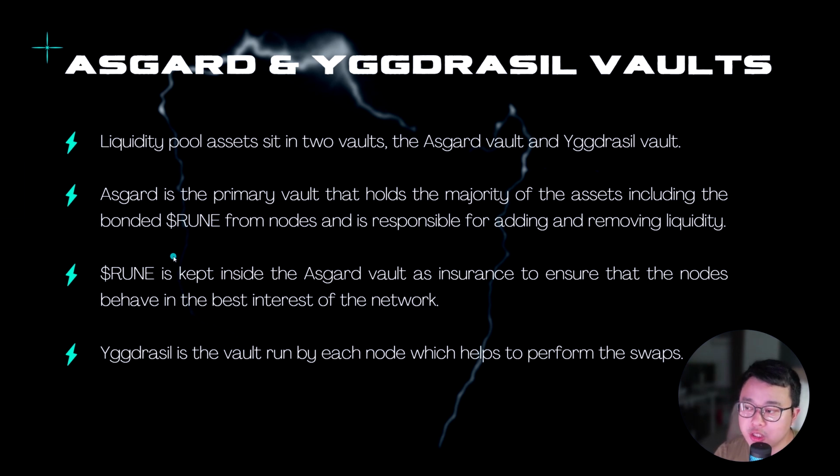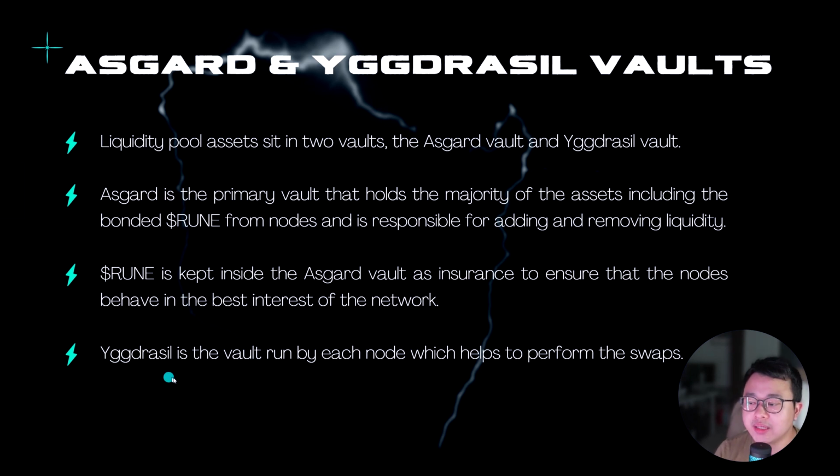As we just mentioned, operator nodes need to bond twice the value of the whole vault in RUNE. It's also kept inside the Asgard Vault as insurance to ensure that the nodes behave in the best interest of the network, because theoretically speaking, they can run away with the vault assets in some way, but then they will be giving up their insurance, because the insurance is held separately and is inaccessible to them. So it makes no sense, which I'll go through in a bit later on why that's the case.